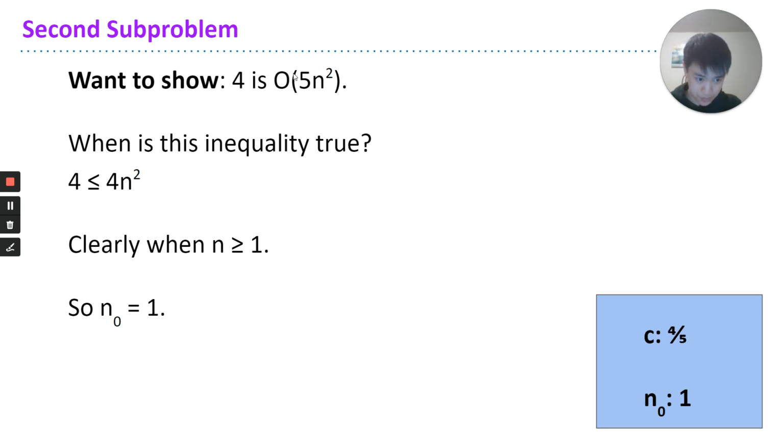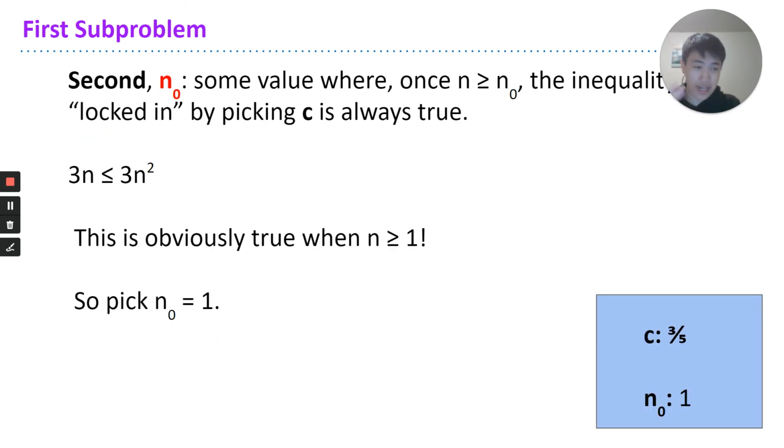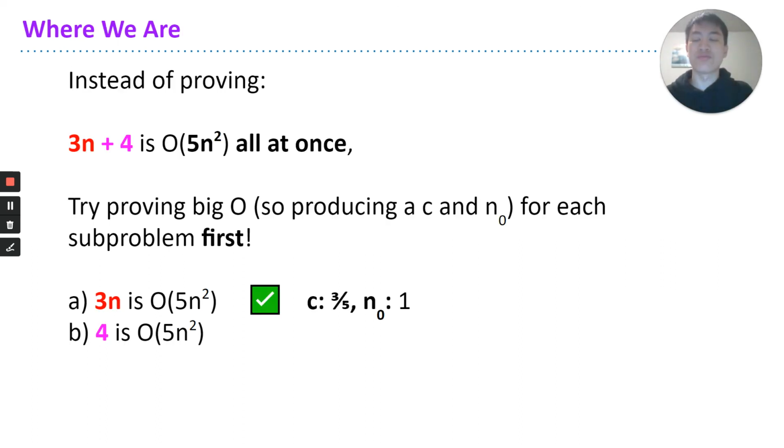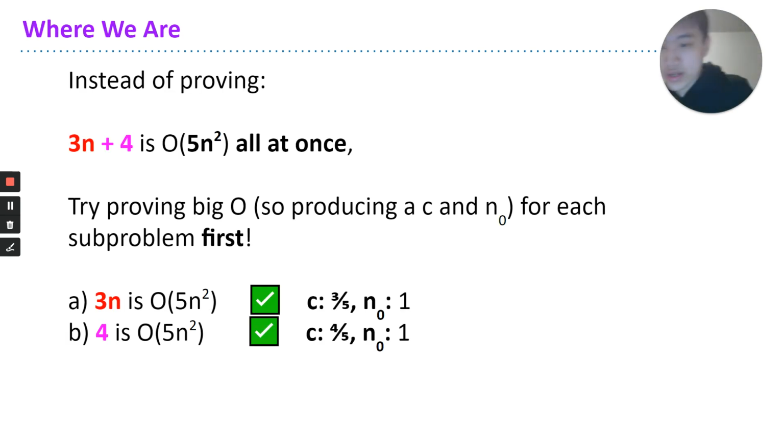Now, I want to note that for this example, and the previous example, these are not the only C and n naught available. You can give any C and n naught as long as this inequality is satisfied. And it's the same proof. It's proving that f of n is in big O of g of n, or in this case, 3n is in big O of 5n squared. So these are the numbers that we happen to pick for this example. Even for this problem, you can pick infinitely many C's and n naughts. So we've proven these two things: 3n is in big O of 5n squared, and 4 is in big O of 5n squared as well.